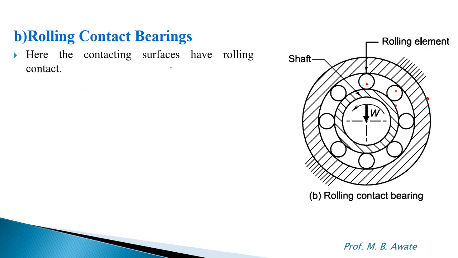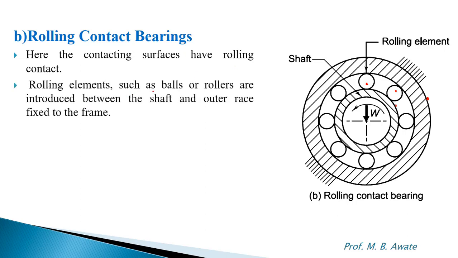Here the contacting surfaces have rolling contact, and the rolling elements such as balls, sometimes rather than using balls, rollers, are used in between the shaft and the outer surface, or outer race, fixed to the frame. So the rolling elements are introduced between the shaft and the outer race which has been fixed to the frame.